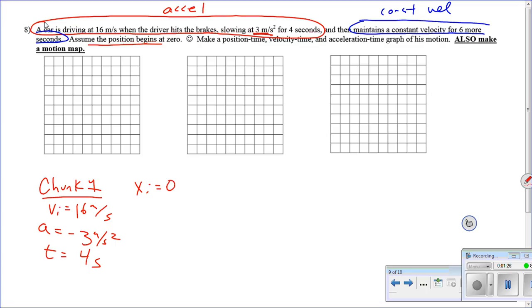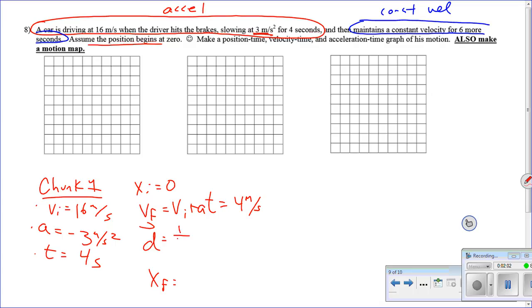So to finish this guy, we need to figure out what VF is, we need to figure out what displacement is, and we need to figure out what our final position is. So I should put an arrow over my D here. All right, so for final velocity, we can use VF equals VI plus A times T. We've got our VI, we've got our A, we've got our T, plugging in numbers, and we end up getting 4 meters per second. Notice it's still positive, so the car is still moving forward. It shouldn't be too surprising, since it's a car hitting the brakes. You don't go backwards when you hit the brakes.